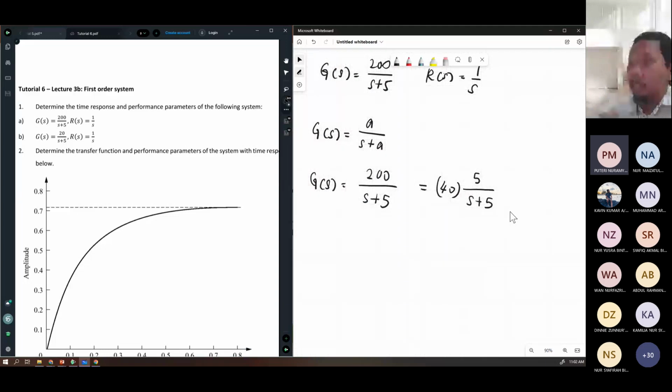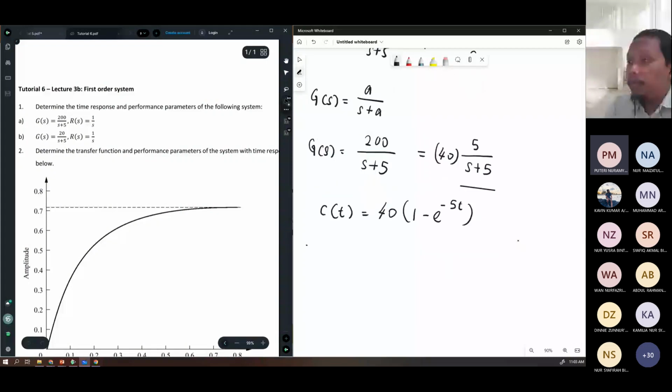Then we can find the time response of this part here without the 40. So the time response C(t) equals 1 minus e to the power of negative 5t. So we have the 40 here, so just multiply by 40. So this is the time response.